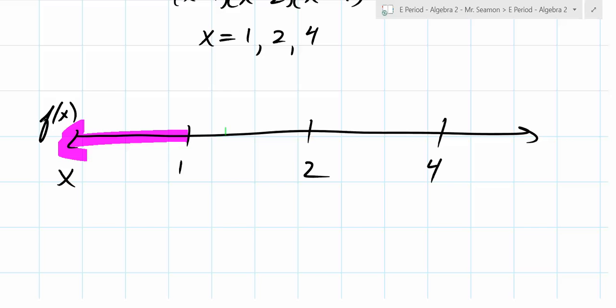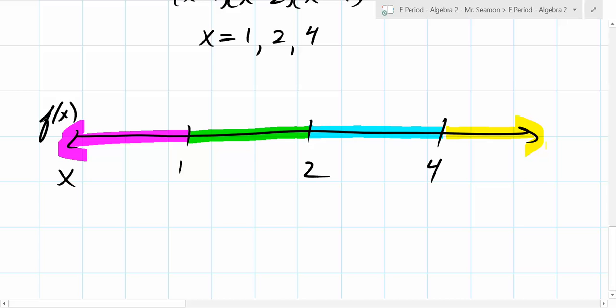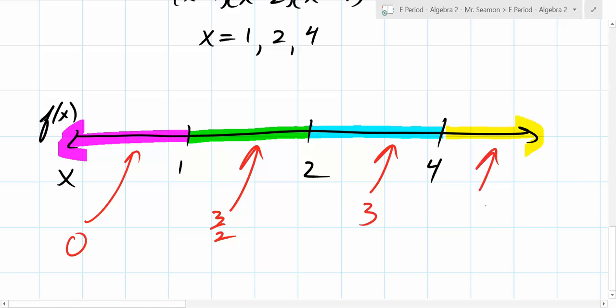Yep. 1, 2, 3, and 4. So we need to pick numbers in each place. What are we going to, I don't know, how about 0? What should we do right there? So 3 over 2. What about there? 3. And what about here?